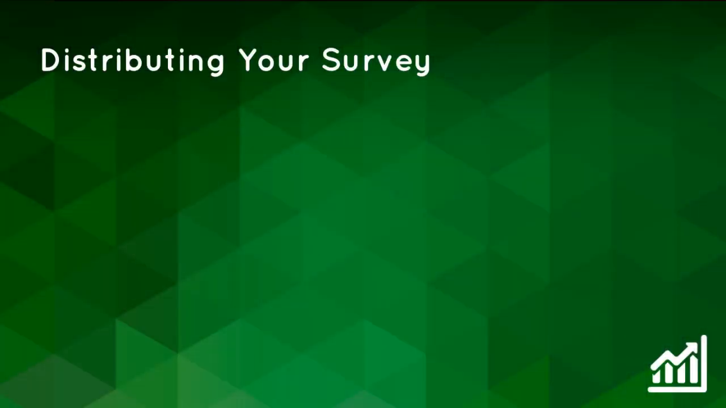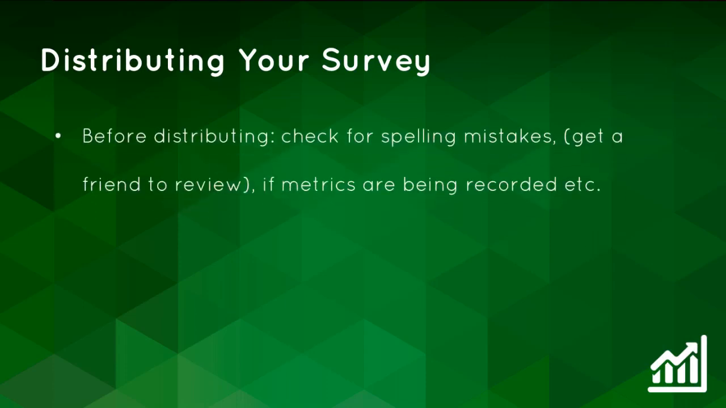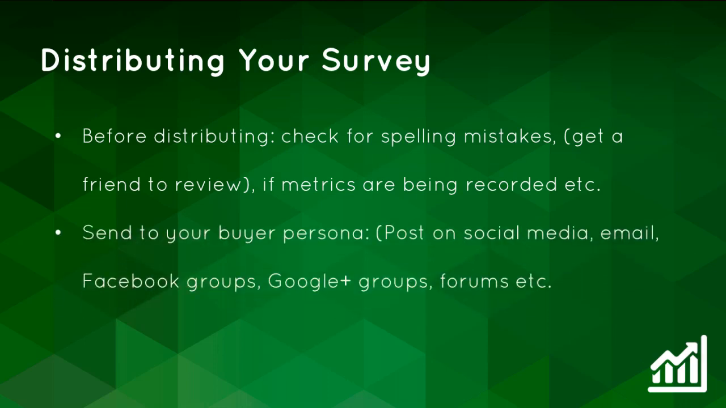To recap on this lecture, in order to distribute your survey, firstly, check for spelling mistakes, get a friend to review it for you, and check if those metrics are being recorded. That's the key thing before you even think about sending it out. Then in terms of distributing it, you want to send it to your buyer persona, the buyer persona you wrote down in your marketing plan. You want to post it on social media, email, Facebook groups, Google Plus groups, any forums online, essentially where your buyer persona is going to be hanging out.